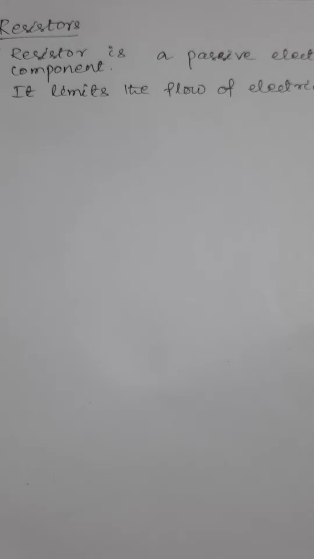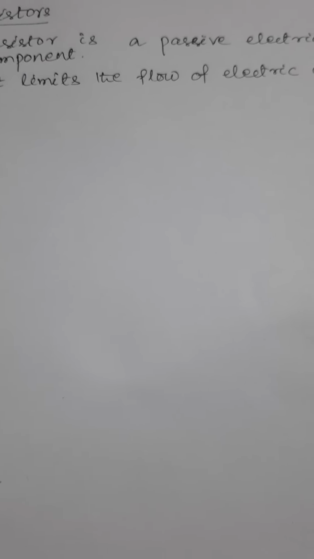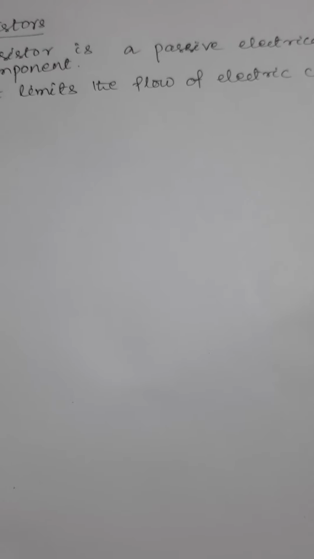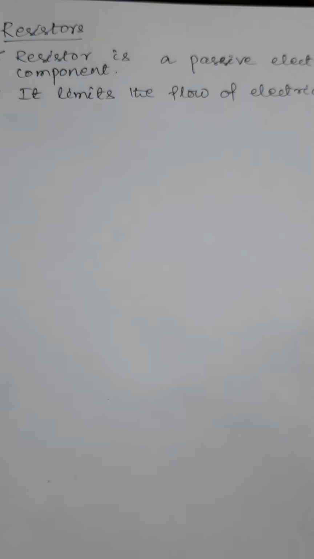So today we'll discuss resistors. First we have to know what a resistor is. A resistor is a passive electrical component. What is the work of a resistor? A resistor limits the flow of the electric current in a circuit. Okay. So first we will learn the symbol, how we symbolize a resistor.